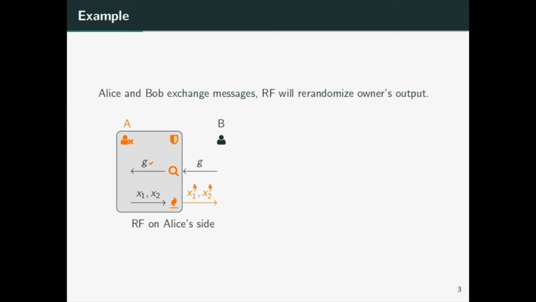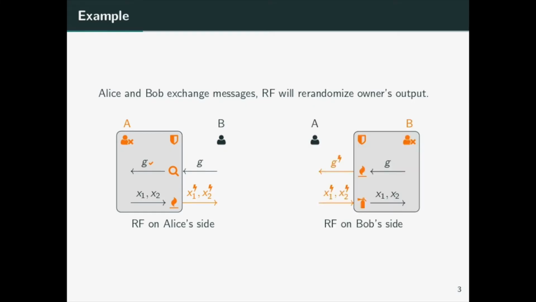And when Alice answers with 2 encrypted messages, the firewall will randomize them in a way that Bob will be able to decrypt them, but in such a way that no observing adversary could deduce any information from them. Now, if the firewall is on Bob's side, when outputting the public key, the firewall will randomize it. And when receiving the encryptions from Alice, which will correspond to the randomized public key, the firewall will, in a way, de-randomize them so that Bob can understand or actually decrypt them properly.